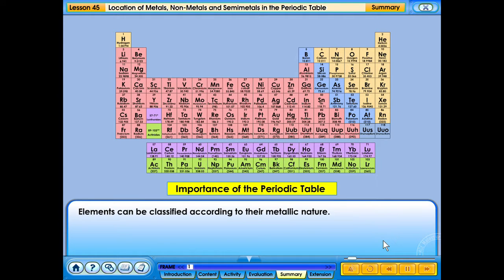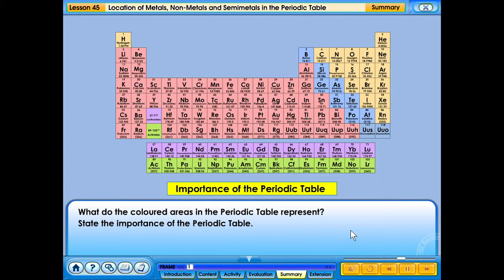Elements can be classified according to their metallic nature. What do the colored areas in the periodic table represent? State the importance of the periodic table. Click to find out.